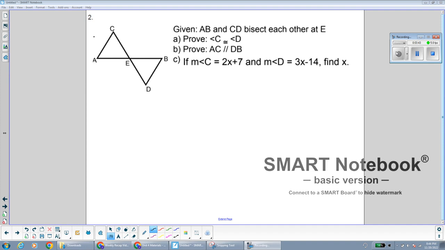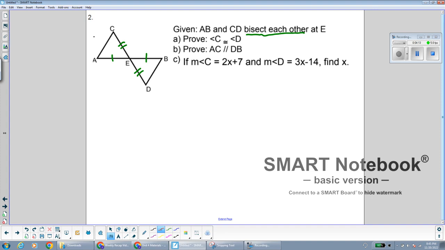Let's take a look at the next proof, and let's start off by reading the given information and marking the diagram. So AB and CD bisect each other at point E. Since they're bisecting each other, they are both getting bisected, which means cut into two congruent parts. So not only is AB getting cut into two congruent parts, but CD is also getting cut into two congruent parts since they are both bisecting each other.